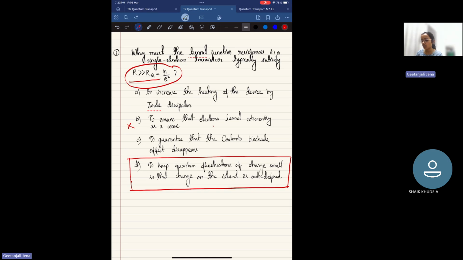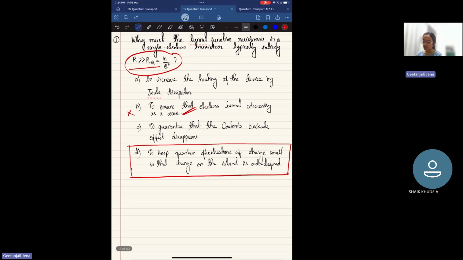But if the electron tunnel coherently, that means we won't see that we are adding electron one by one. We will see that the current is flowing continuously through this tunnel junction, and it will satisfy the normal conductor IV characteristics. So we won't see any oscillation in the current because of the Coulomb blockade effect. So the main reason why there is a tunnel resistance is to see this Coulomb blockade effect or this single charge effect.